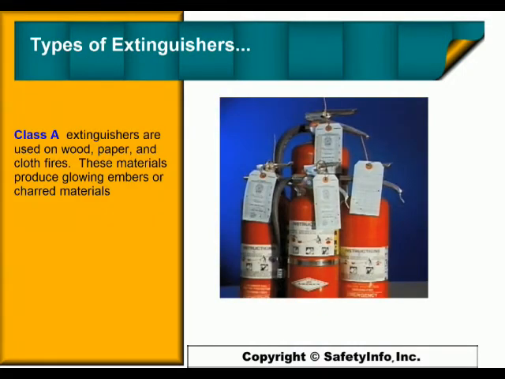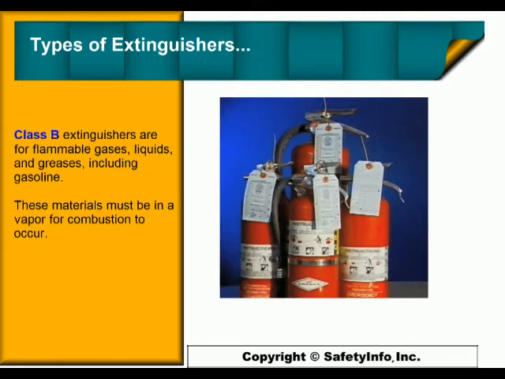Class A extinguishers are used on wood, paper, and cloth fires. These materials produce glowing embers or charred material. Class B extinguishers are for flammable gases, liquids, and greases, including gasoline. These materials must be in a vapor for combustion to occur.